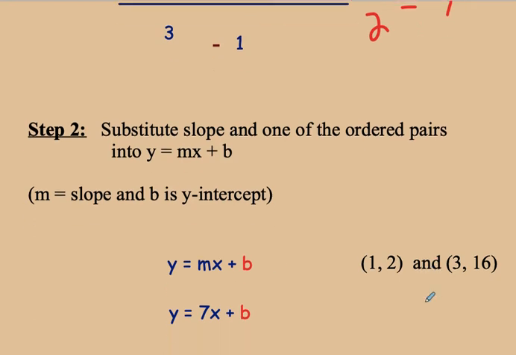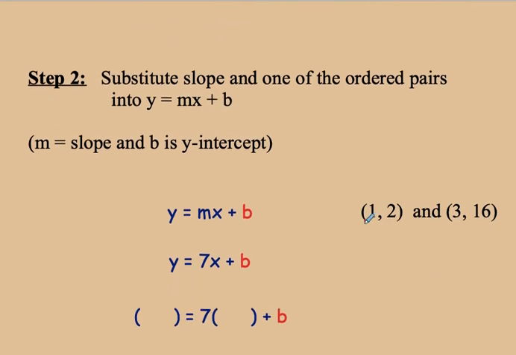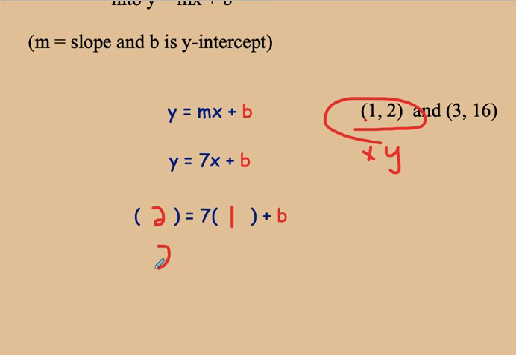I'm going to be plugging in one of these ordered pairs. Whatever is easy. I'm going to go with this one. This one seems easy. This is my x, and this is my y. So my x is 1, my y is 2. And do some math here. Oh, I like this. This is 7 times 1 is 7. I do not know what my y-intercept is. That's what I'm trying to find out. I am going to subtract 7 from that 2. And I think I'm going to get a negative number. I'm going to get a negative 5 for my y-intercept.